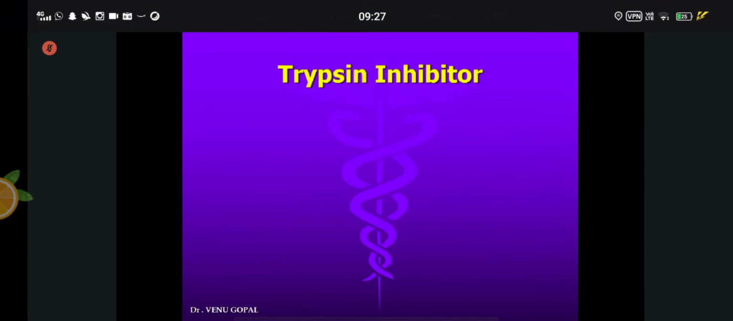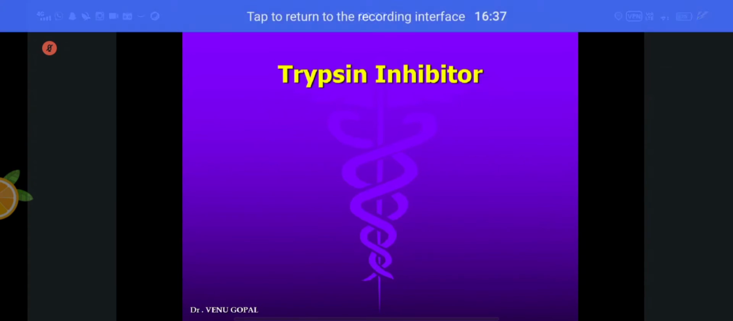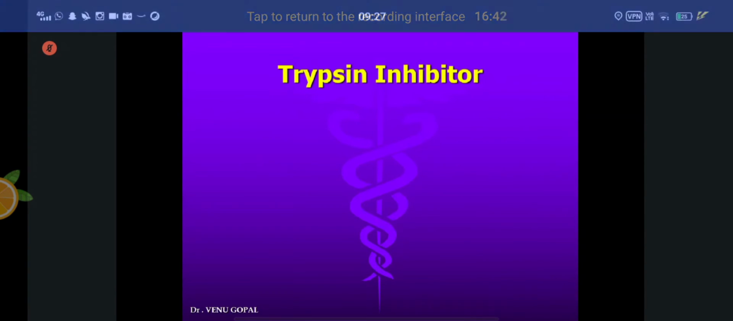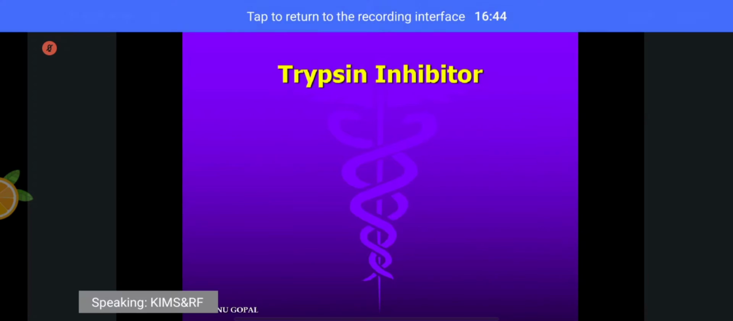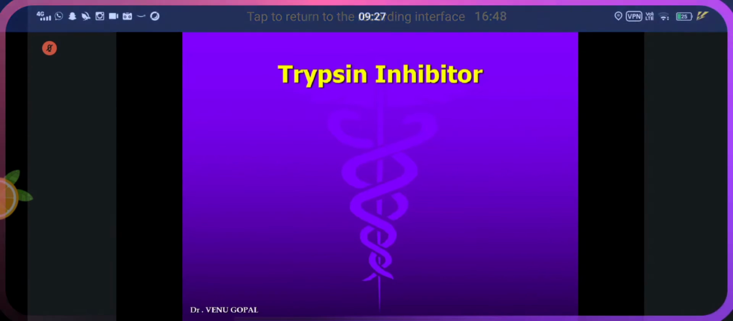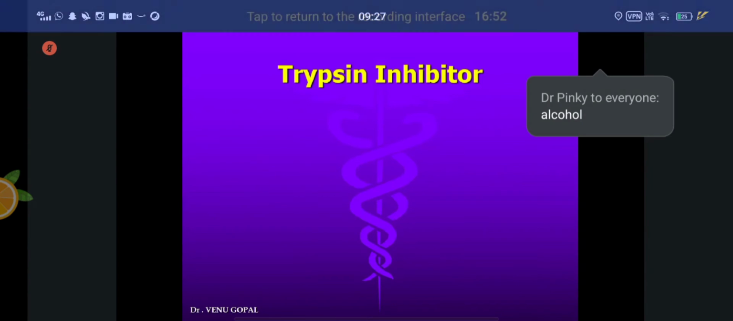Activity means, of course, the partially digested pancreatic tissue will be in inflammation. It will result in acute pancreatitis. My question is, what is the cause for acute pancreatitis? Yes, alcohol. Any other cause?